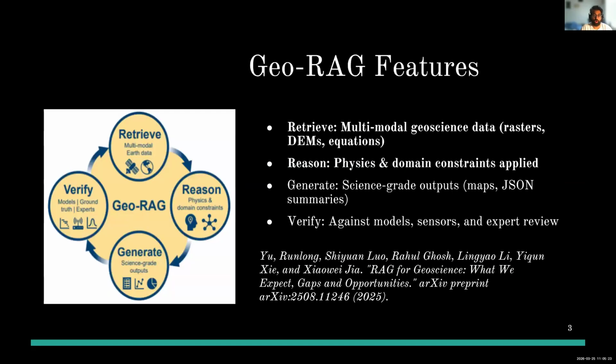Our approach is built upon the GeoRAG paradigm. Unlike standard RAG, GeoRAG needs to retrieve multimodal Earth data like rasters or DEMs. They have to reason using physics and domain constraints and then generate very specific science-grade outputs like maps and JSON summaries. Finally, they have to verify all of this information against ground truth sensors and expert models to ensure reliability. That's essentially what I've been trying to put together alongside the work that Dr. Jimin Chi has done on his hypercube.